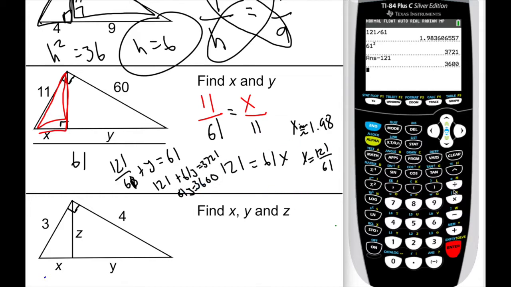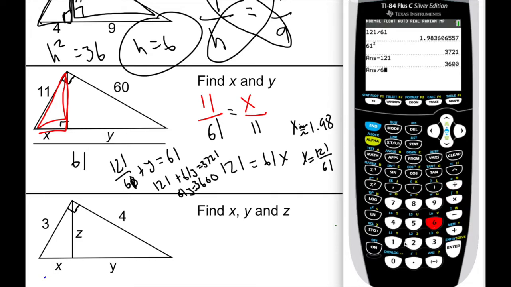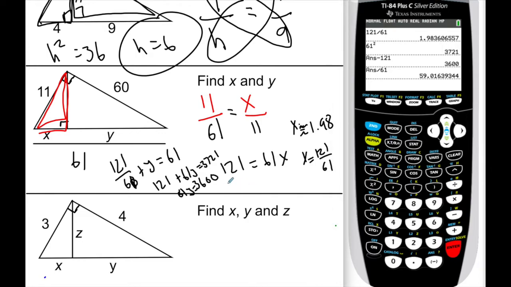Now I divide. Okay. And now I've got 59.01. So y is equal to 3600 over 61, which is approximately 59.02. And notice that 59.02 plus 1.98 equals 61. Okay.